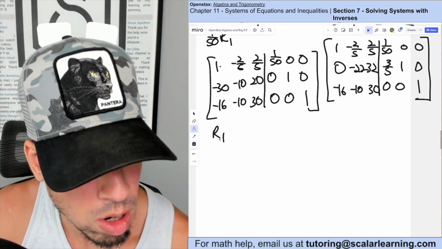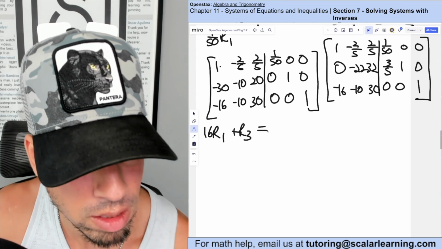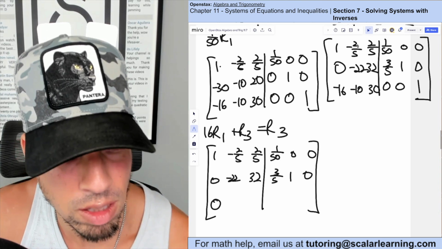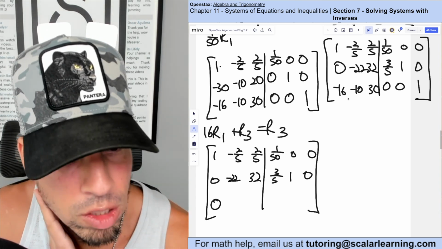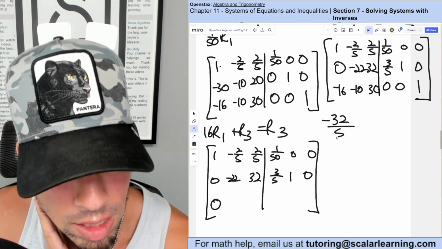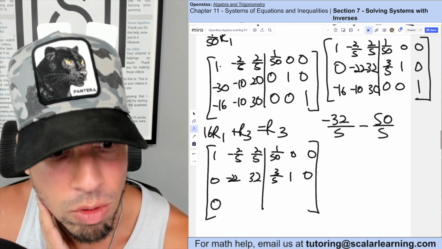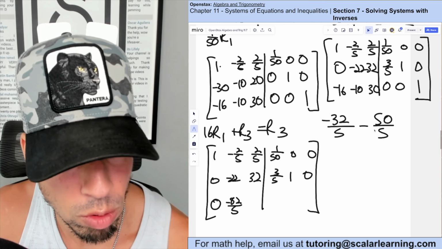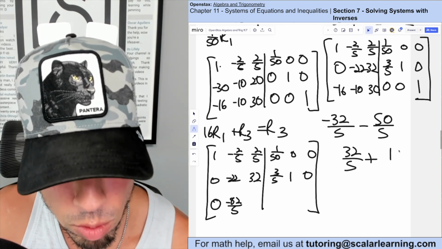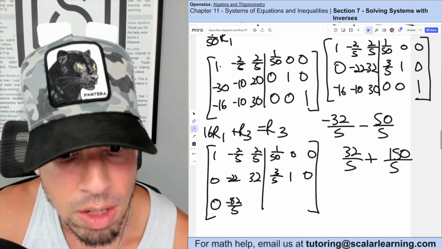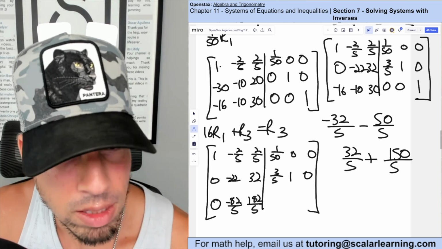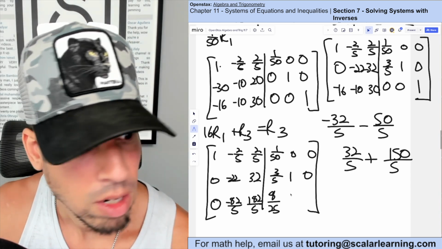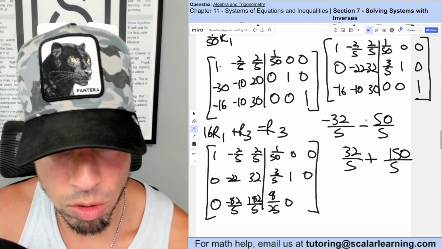So I'm going to multiply row 1 by 16, add it to row 3 to get a new row 3. Let's write it out. So I got 16 times 1 is 16, plus negative 16, 0. 16 times negative 2/5 is negative 32/5, which is being added to negative 10, which is the same as negative 50 over 5. That's negative 82 over 5. And then we got 16 times positive 2/5, which is 32 over 5, plus 30, which is the same as 150 over 5. That's 182 over 5. And then we got 16 times 1/50th, that's 16 50ths, or 8 25ths plus 0, which is 8 25ths. Then we got times 0 is 0, plus 0 is 0, times 0 is 0, plus 1 is 1.